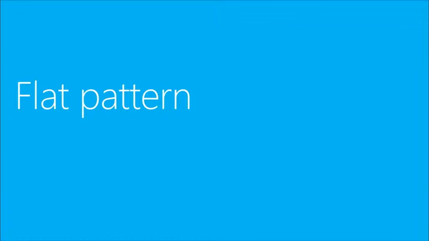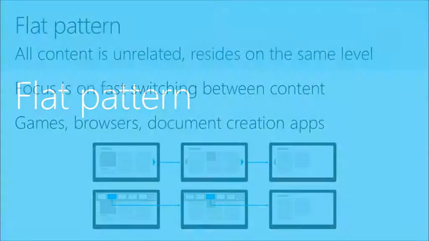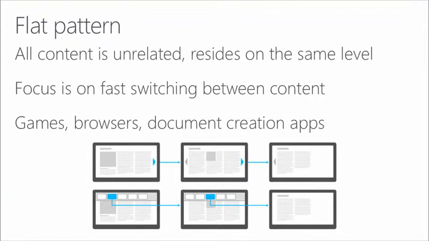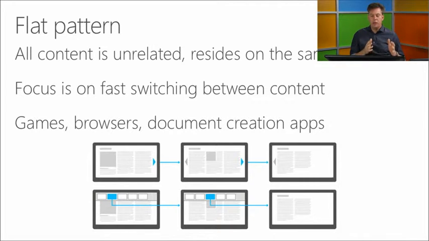So the next pattern is the flat pattern, and we've seen that already, for instance, in the web browser. This is what you use when the content is not really related, but it's on the same level, like all those documents, all those articles. And the focus is on fast switching between content. So you go from one document or article to the next one, for instance. Think of games and browsers or different documents I have.